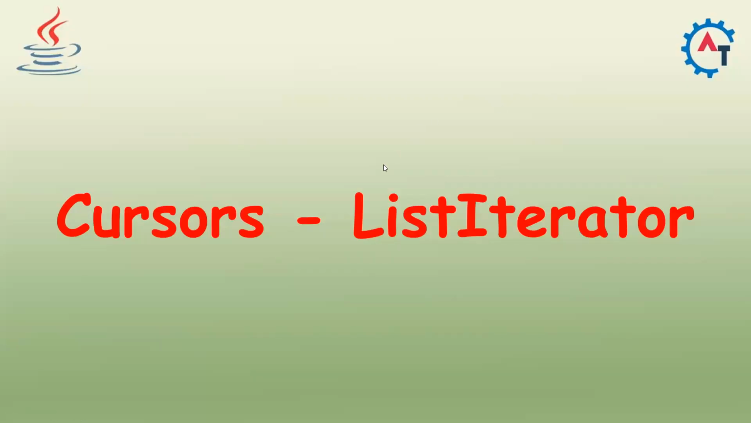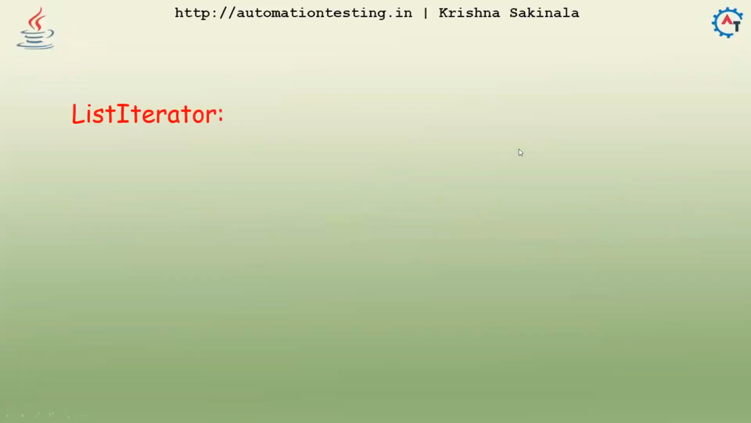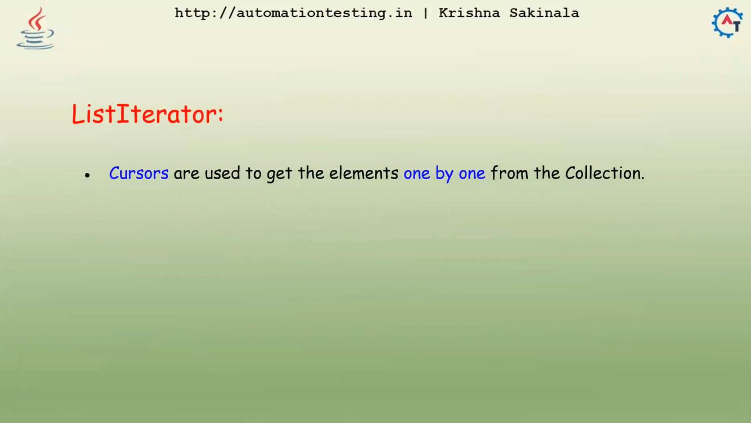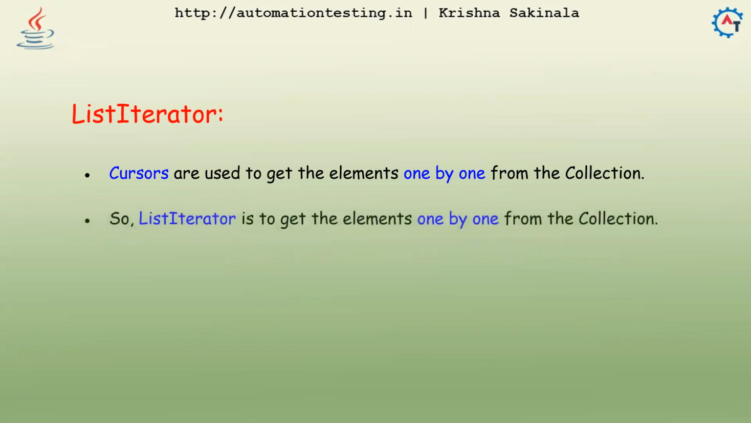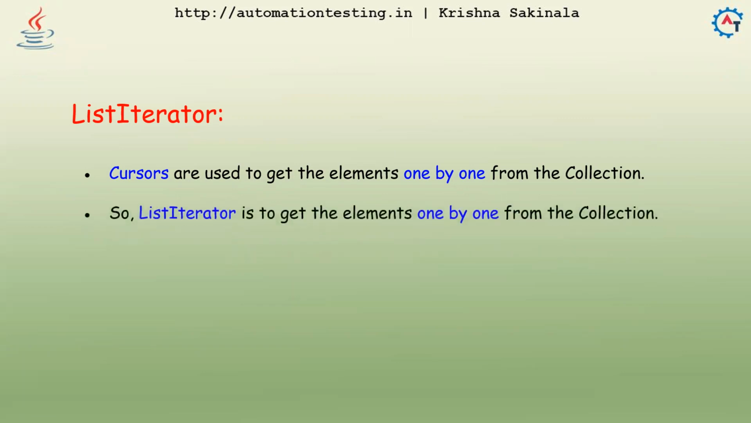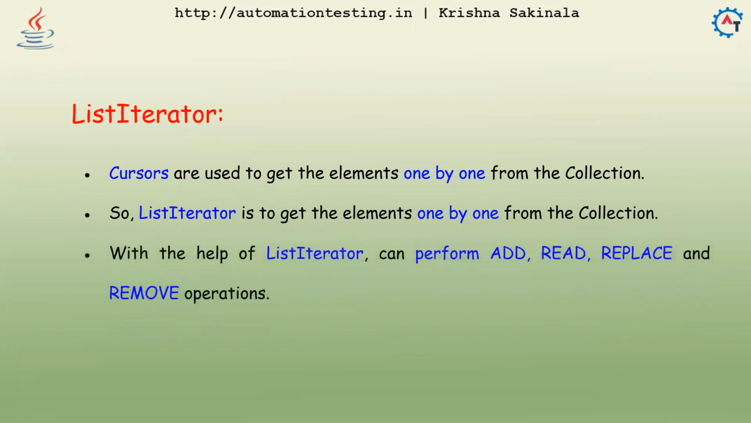Hi, in this video, we'll talk about list iterator in Java. So list iterator is one of the cursors. So then what is list iterator? First, cursors are used to get the elements one by one from the collection. So list iterator is to get the elements one by one from the collection. Then with the help of list iterator, we can perform add, read, replace, and remove operations.